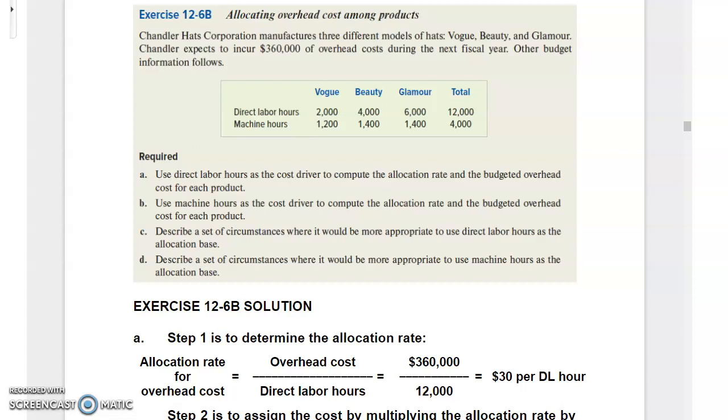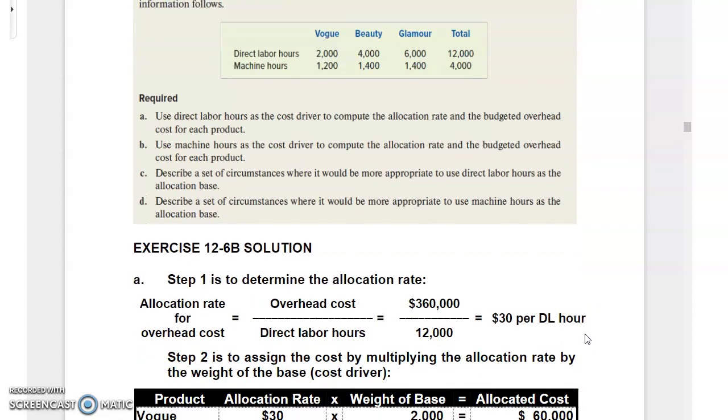All of these overhead rates are going to be a rate per something, whatever the cost driver is. So $30 per direct labor hour, based on the direct labor hours as the cost driver.